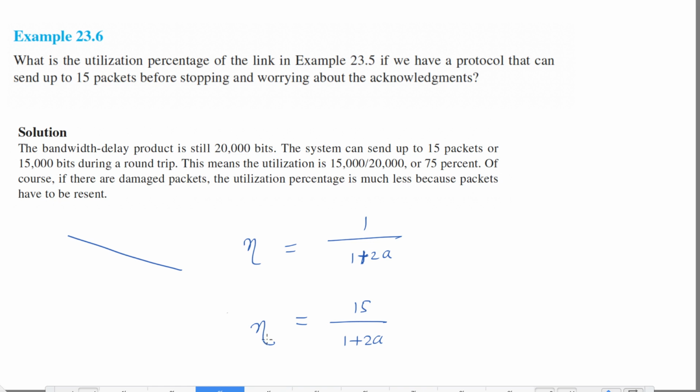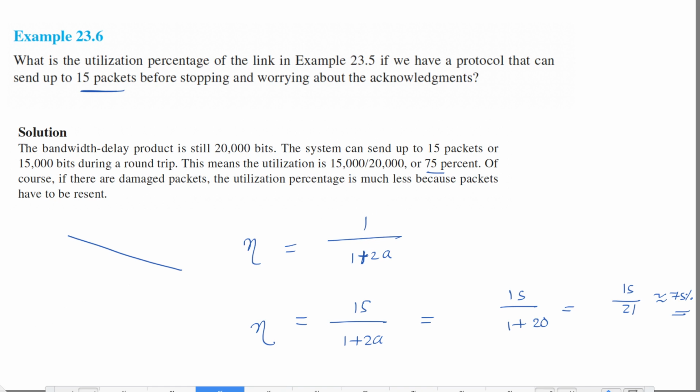Efficiency will be this. Why? Because we can send 15 packets, but we could have sent 1 plus 2a, that is another story, but in this case we are only sending 15 packets, so efficiency will be this. So it will be 15 upon 1 plus 2a, which is 20, which means 15 upon 21. So it will be around 75%. I hope you got it. So 75% is the answer.